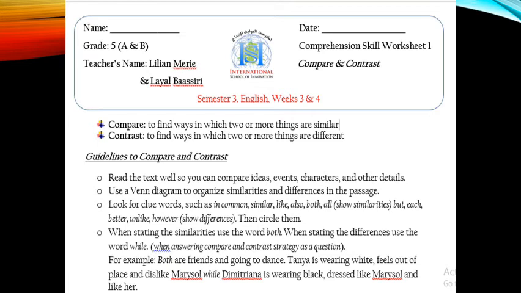Let's take these examples. Both are friends and going to dance. So here there is a similarity. Tanya is wearing white, feels out of place and dislikes Marisol, while Demetriana is wearing black, dressed like Marisol and likes her. Okay, here if you notice, we're giving differences between Tanya and Demetriana, and here we use the word while.